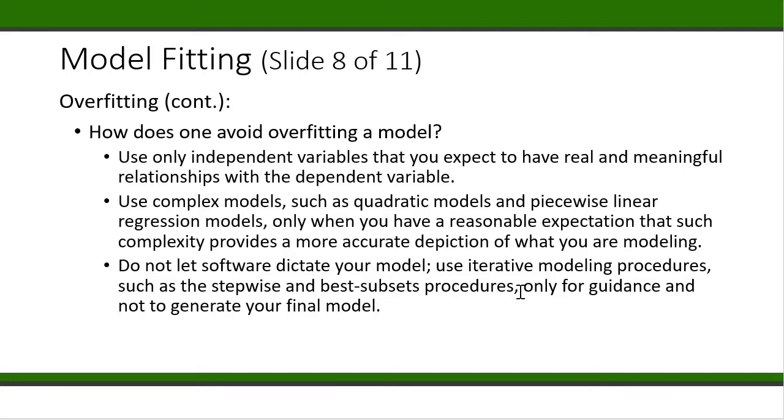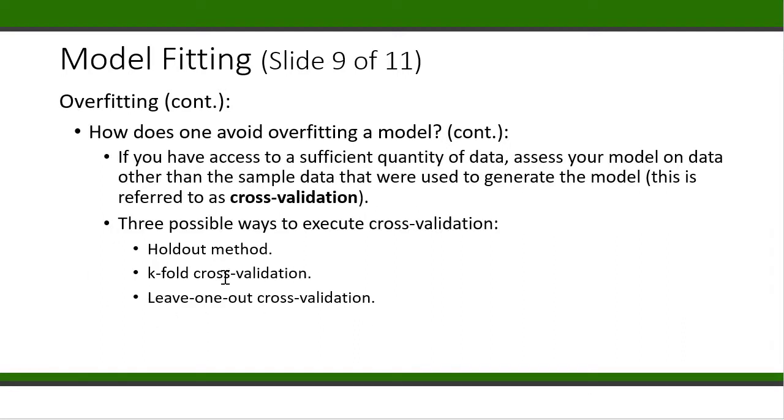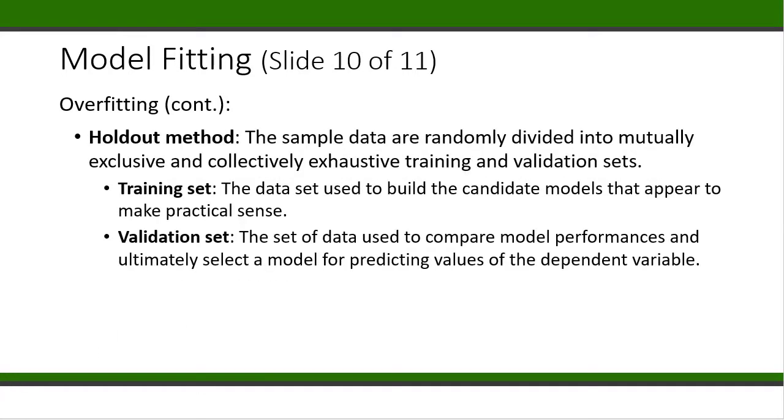So what I've been explaining is how to do some cross-validation, and what I explained was the holdout method. There is also k-fold cross-validation and leave-one-out cross-validation. When you use the holdout method, you'll have the training set, that's your original data, and then your validation set to see how well the model predicts.